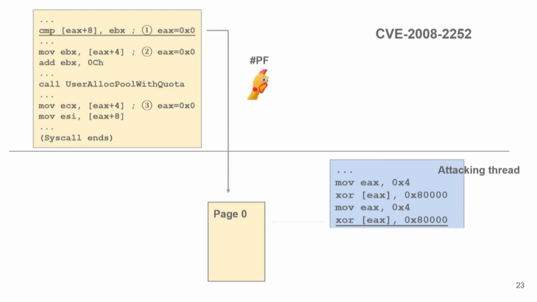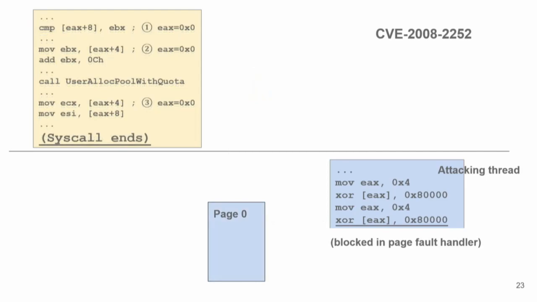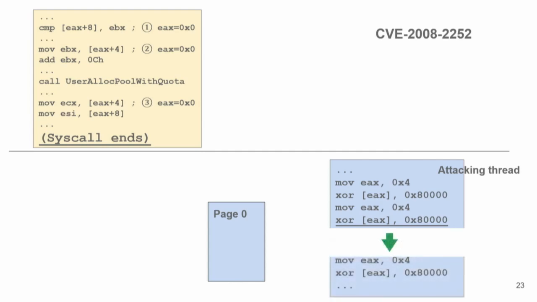So in our POC code, we have an attacking thread looping there, trying to modify the data, and it will be blocked in the page fault handler until the current syscall ends and releases the page. So at this time, the attacking thread can run, but it's already too late. We already protected that part of the vulnerable code.